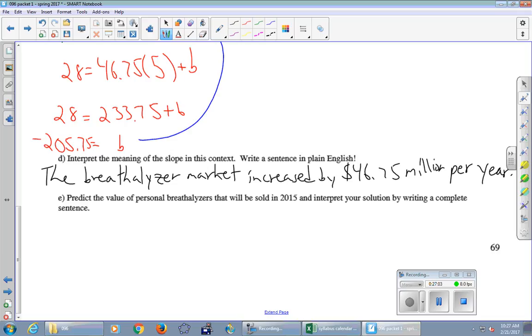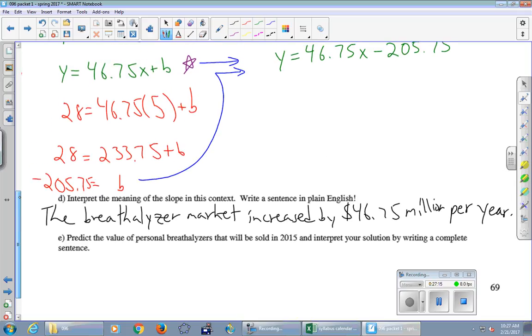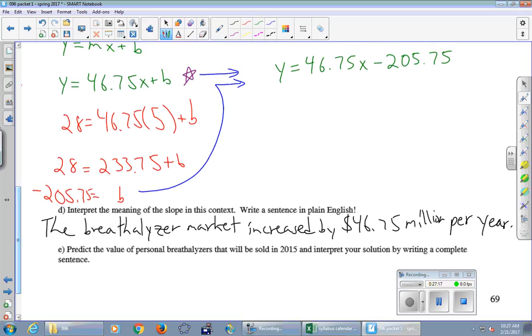Okay, and then finally part E says predict the value of personal breathalyzers that will be sold in 2015 and interpret your solution by writing a complete sentence. So I've got our fancy equation that we worked so hard to build right there in green, top right. That's the equation that relates the year to the value of the personal breathalyzer market. So we just have to substitute. This 2015 needs to get replaced. It needs to replace one of these letters up here in this equation.